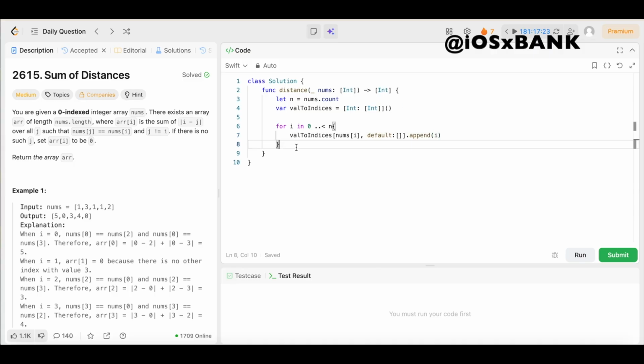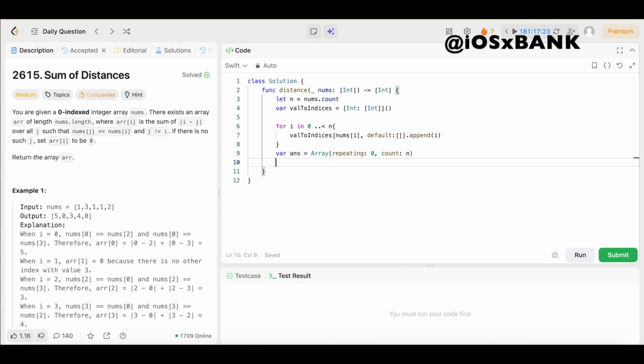So we come underneath this, declare a variable called ans, and we'll set that equal to an array. Open up the parentheses, we're going to say repeating: 0, count: n. Boom. Now we're going to process each group of indices that share that same value.